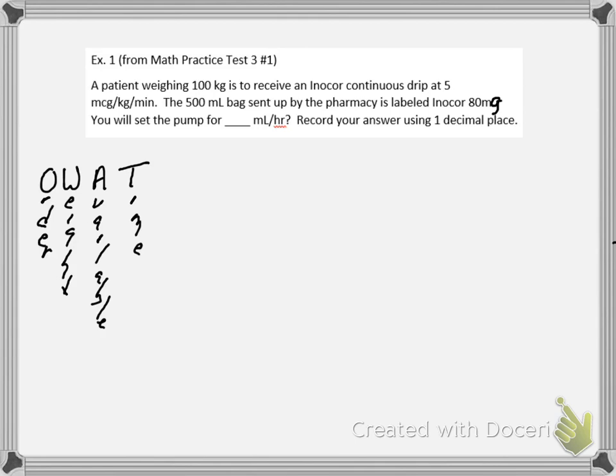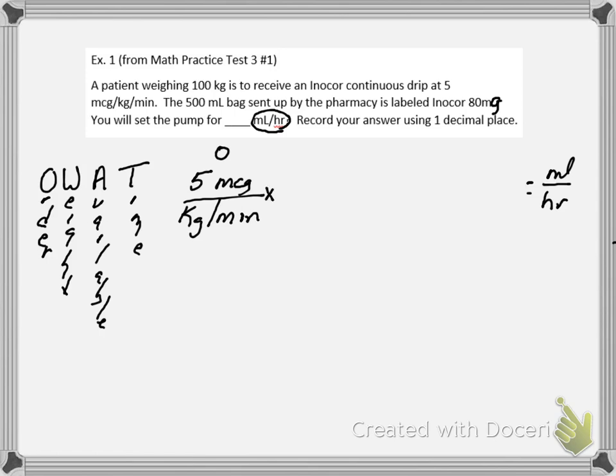So let's start with our mnemonic. When we're looking for the O, what is the order? And the order is 5 mcgs per kg per minute. And let's not forget to put out here what we're solving for. We're solving for mLs per hour as we're setting the pump. So my first portion we already did, which was the O.